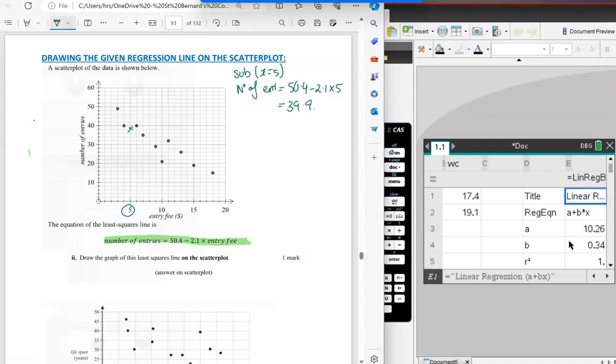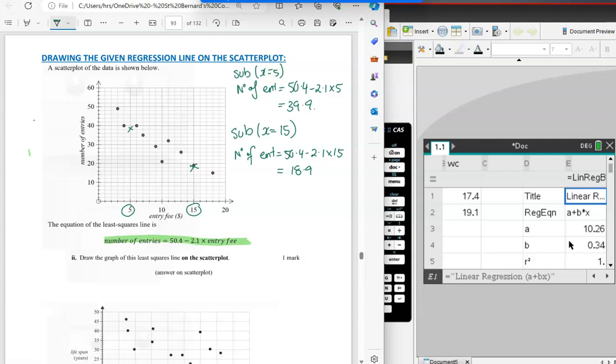And then I'm going to pick another one. I'm just going to pick 15. It doesn't matter which two you pick. You just need to sub in two values, but try to get it so it's on your page so that you can see it. So I'm going to sub in X equals 15. Number of entries would be 50.4 minus 2.1 times 15, and I end up with 18.9. So when it's 15, I go to 18.9, which is roughly around here. It's a little bit easier on your paper because you can read it. I'm on the computer.